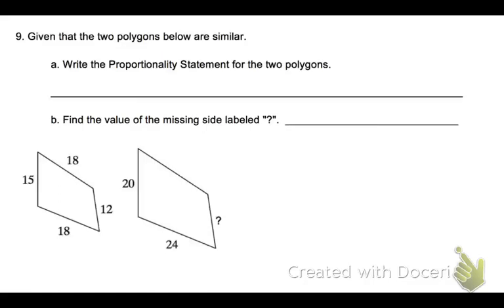Okay, back again. This is video number 2. So we're going to do problem number 9. We are given that the two polygons below are similar. Given that they're similar, we know their angles are congruent. I'll use the sign for congruency. And we know their sides are proportional.